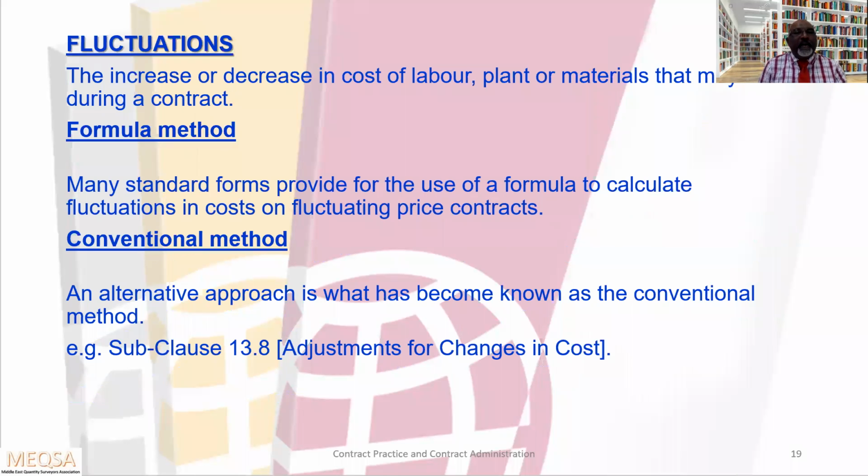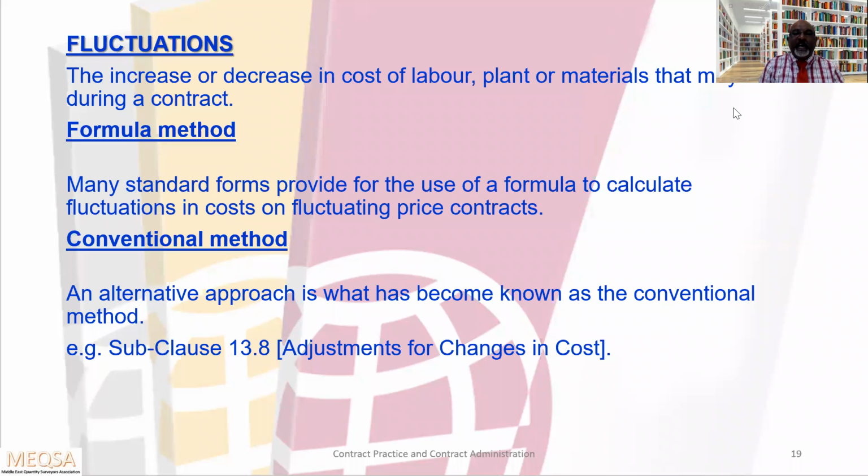Okay. Fluctuation. This is the next chapter in the study checklist, which we discussed in session 1. It covers the increase or decrease in the cost of labor, plant and material that may occur during a contract. There are two methods. One is the formula method, the other one is the conventional method.